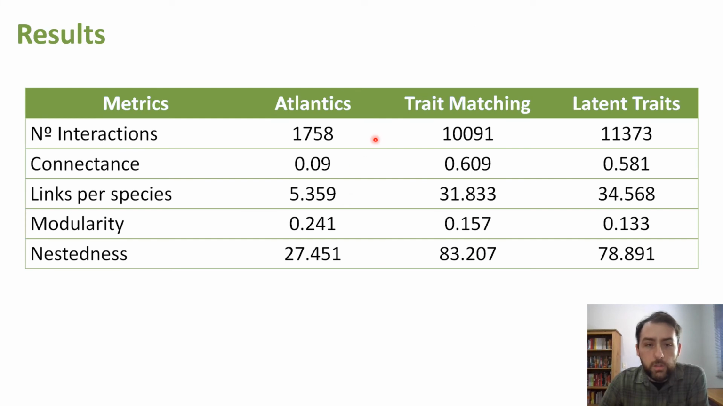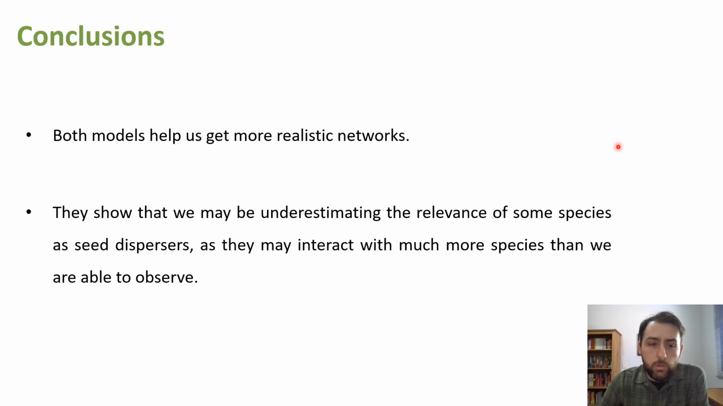Both of the models change the topological importance of these species when you consider the interactions they predict, as they get 10 times more interactions, which changes the connectance of the whole network as well as its modularity and its nestedness. So using these models, we get more realistic networks, and they help us show that we may be underestimating the relevance of some of the species as seed dispersers, as they may interact with many more species than we are able to observe if you just use the sampled data.